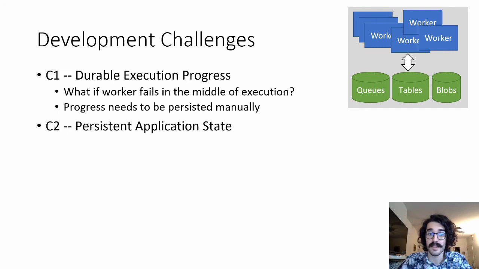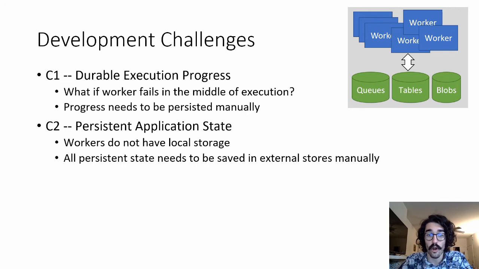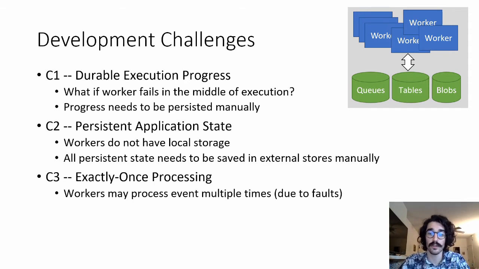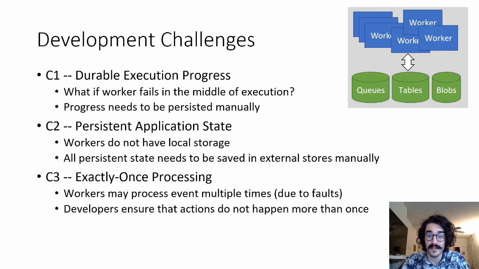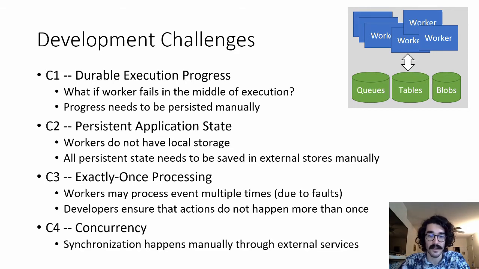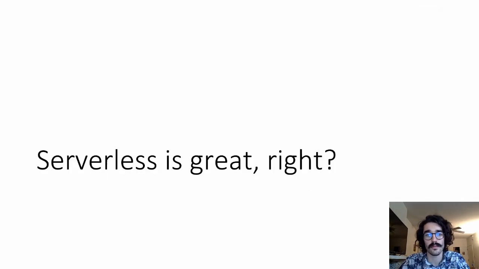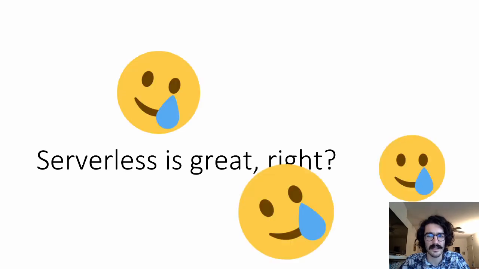The second problem is persistent application state. Workers do not have local storage, and therefore all persistent state needs to be saved in external stores manually. Third, the issue is exactly once processing. Workers may process events multiple times due to faults, and so developers need to ensure that some actions do not happen more than once. And finally, we have concurrency. Synchronization happens manually through these external services, and we know how hard it is to get that right as a developer. So serverless is great still, right?